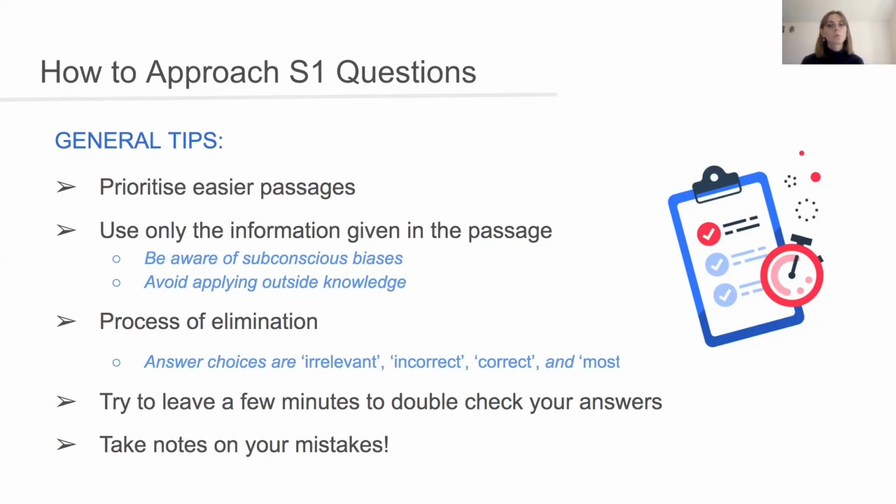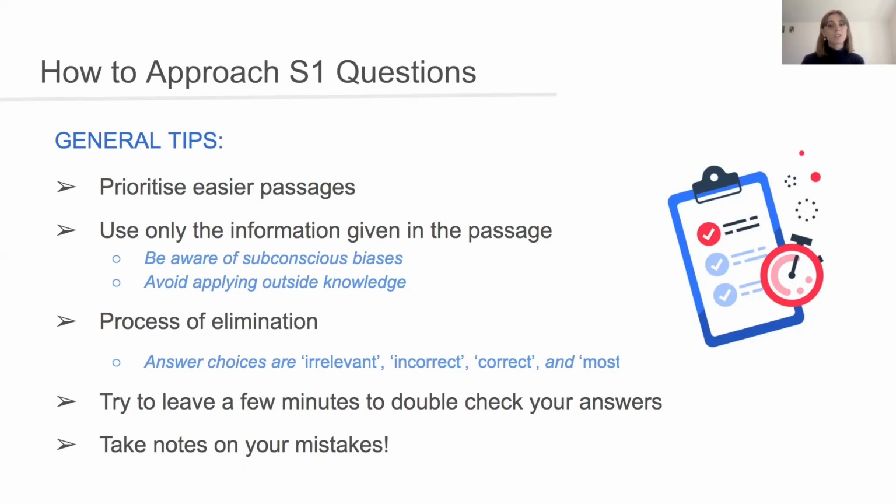It's also important to only use the information that's given within the passage. So we all have subconscious biases about things in life, and we may have some outside knowledge about the passage content, but the GAMSAT answer choices are very specific, and the correct choice will only rely on information given to you within the passage. So you have to take it a bit at face value in that way.